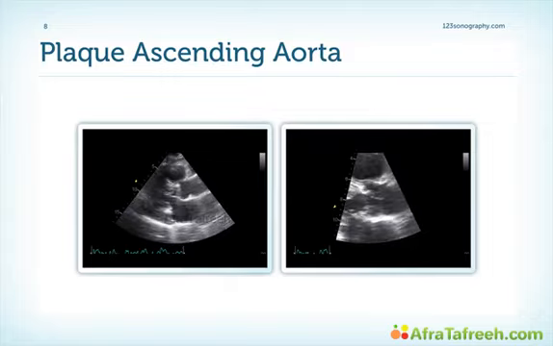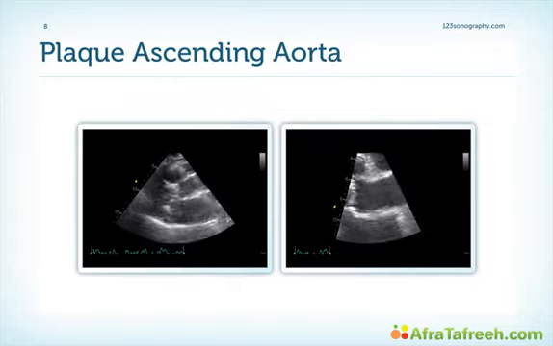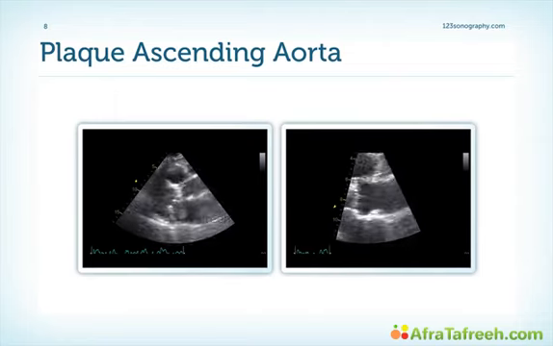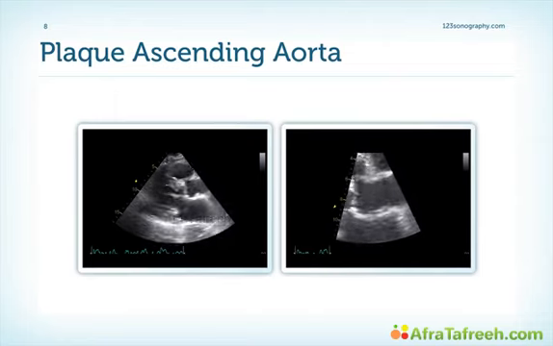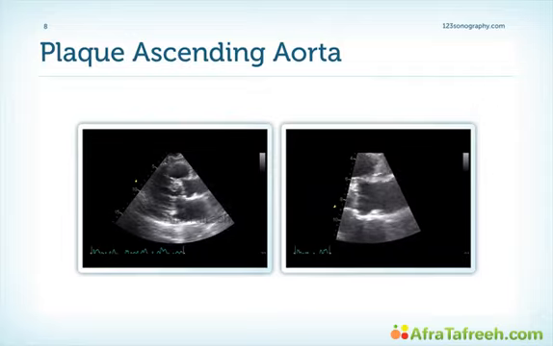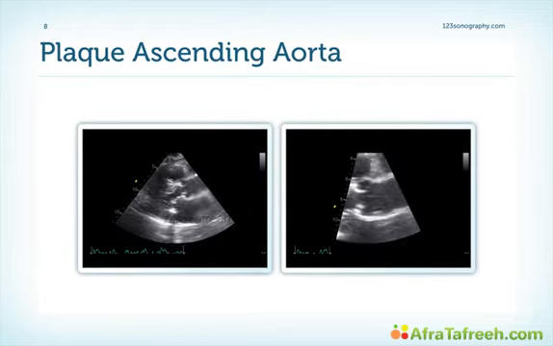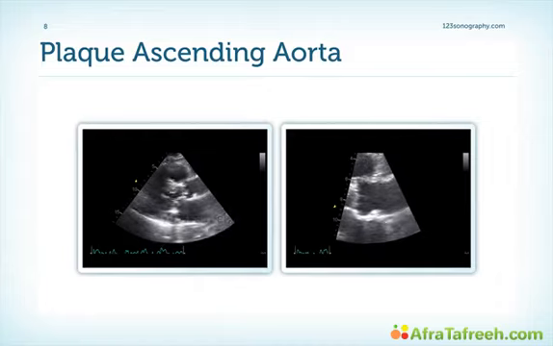If the plaques are circumferential and heavily calcified, we use the term porcelain aorta. And a porcelain aorta poses an increased risk in the setting of heart surgery for cross-clamping, graft placement, and also for cannulation. Then we have an increased risk of thromboembolism and also of injury to the aorta.